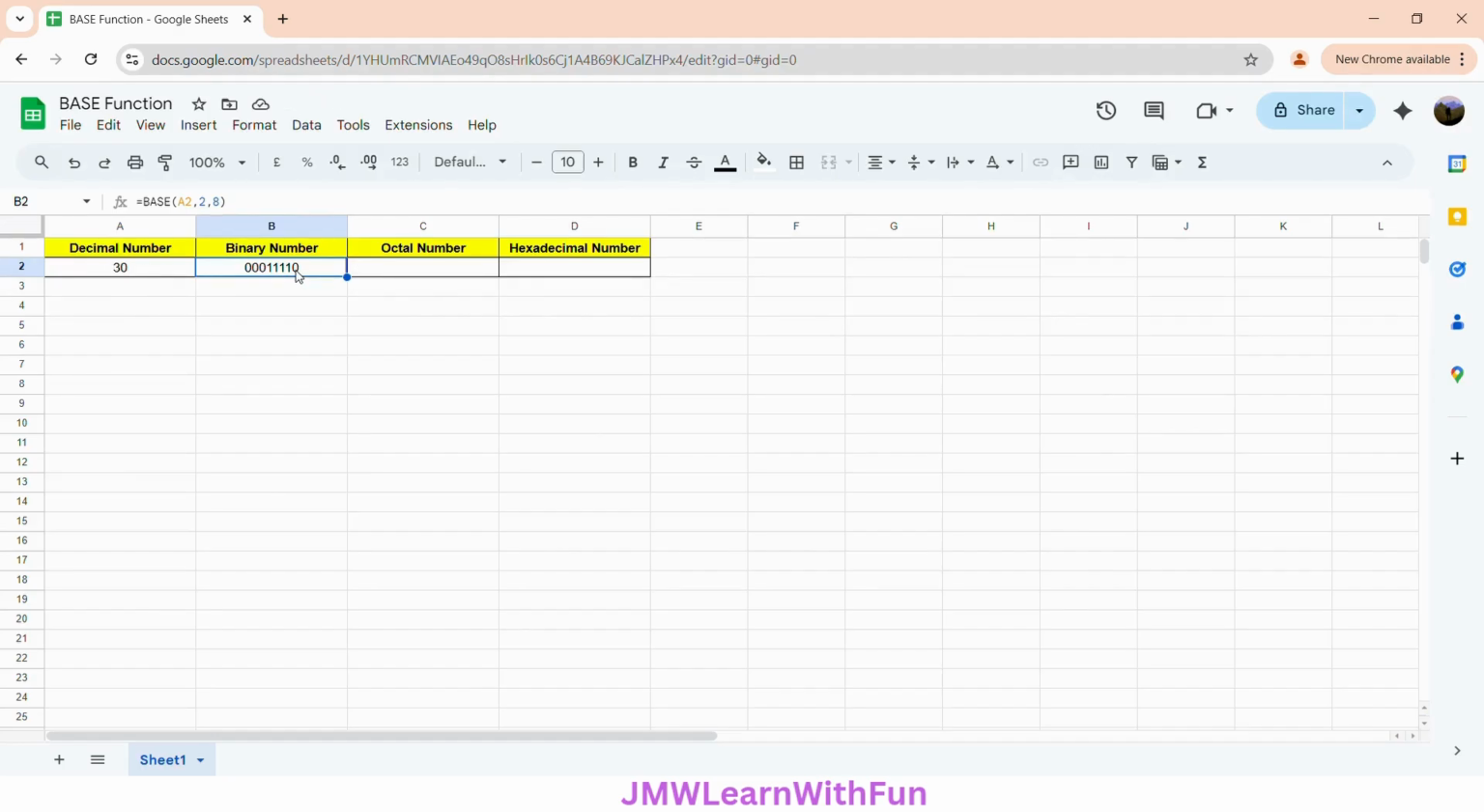So, if we see position-wise weights, this has a weight of 1, this of 2, this of 4, this of 8, and this of 16. If we do a sum, we have 2 plus 4, which is 6, then 6 plus 8, which is 14, then 14 plus 16, which is 30, so we get the binary number equivalent of 30.